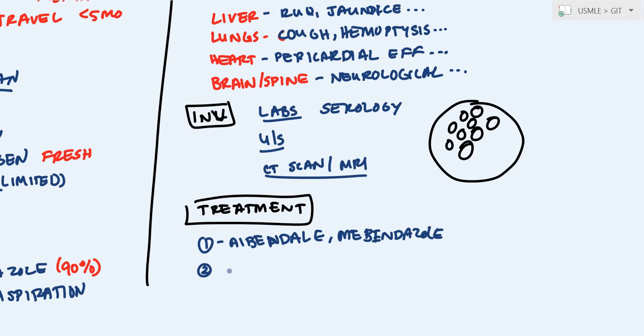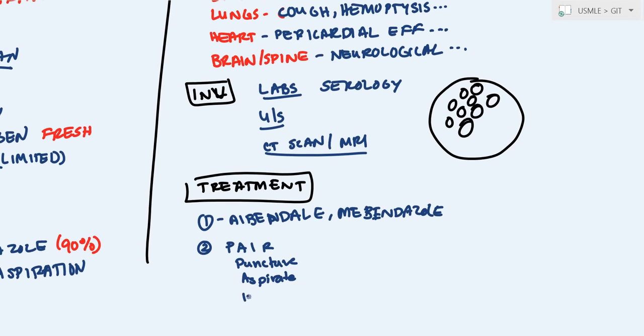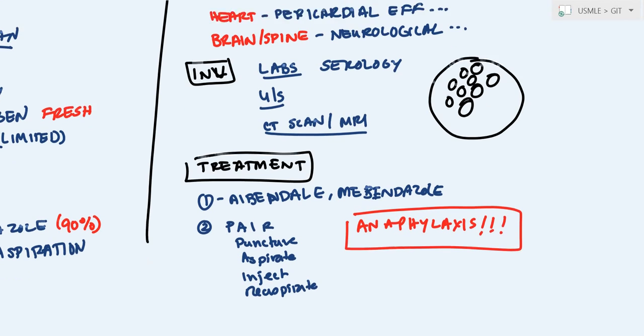Second would be you can do something called PAIR, and this stands for puncture, aspirate, inject, and re-aspirate. This is a little bit risky because when you puncture, and if the cysts get out and it ruptures, that can cause anaphylaxis. So the big worry here is anaphylaxis. You want to be very careful when you work percutaneously or when you do surgery.